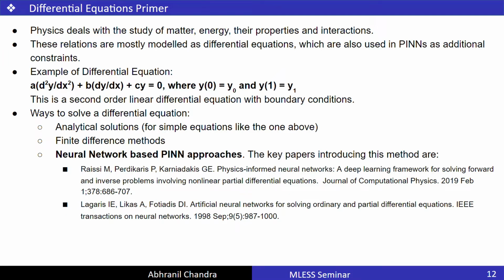Now there are different ways to solve a differential equation. The most common is a closed form analytical solution, which is often used to solve simple differential equations such as the one shown above. But for more complicated ones, analytical solutions are often not available, and thus finite difference methods are used. But recently, neural network-based PINN approaches are being used, and the two key papers introducing this are the 2019 paper from Raissi et al. and the Lagaris paper from 1998.